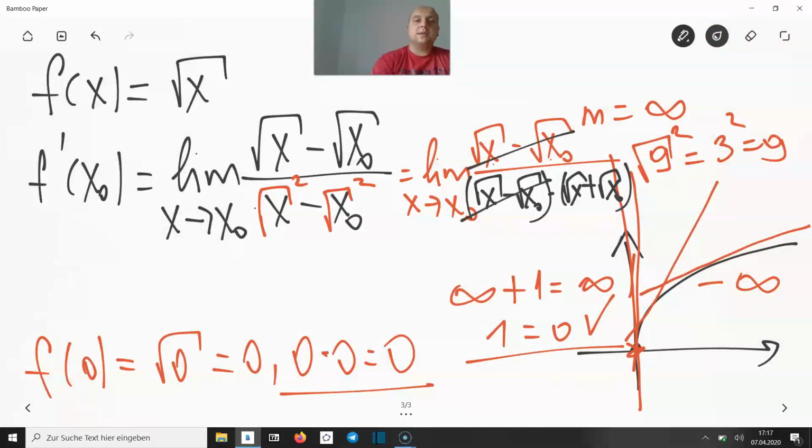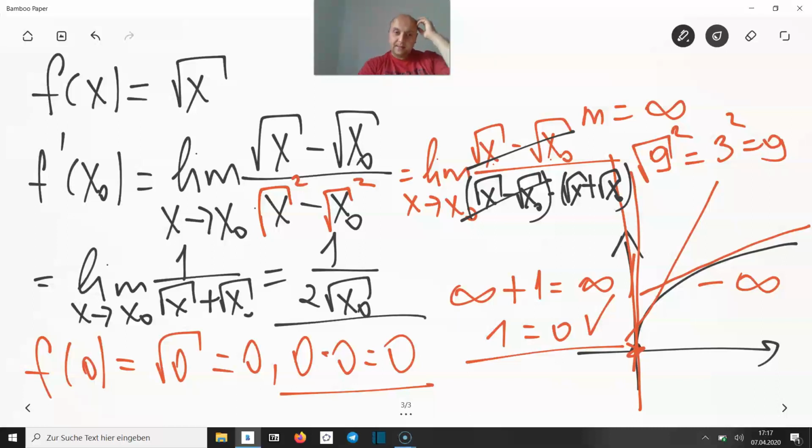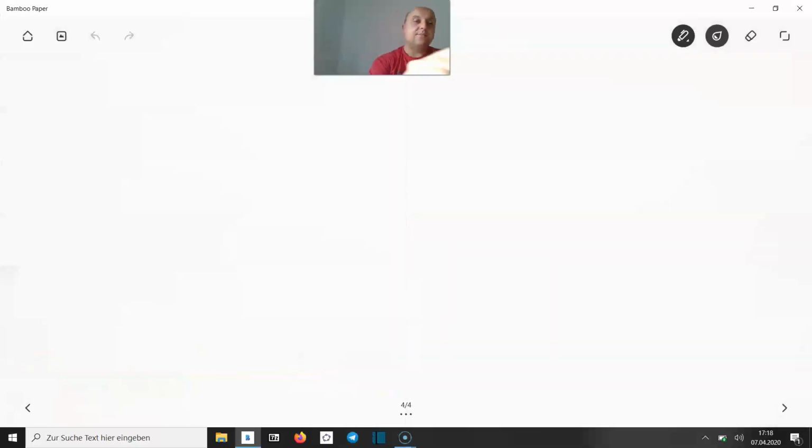We can cancel it, and now we have a limit x towards xo of 1 divided over square root of x plus square root of xo. Now x is approaching xo, and now we have 1 over square root of xo plus square root of xo, and this is 1 divided by 2 square root of xo. That's it. Alright, and as you can see, we have trouble producing the derivative at 0, because we would be literally dividing by 0. Not possible. Second bad boy. Gotcha.